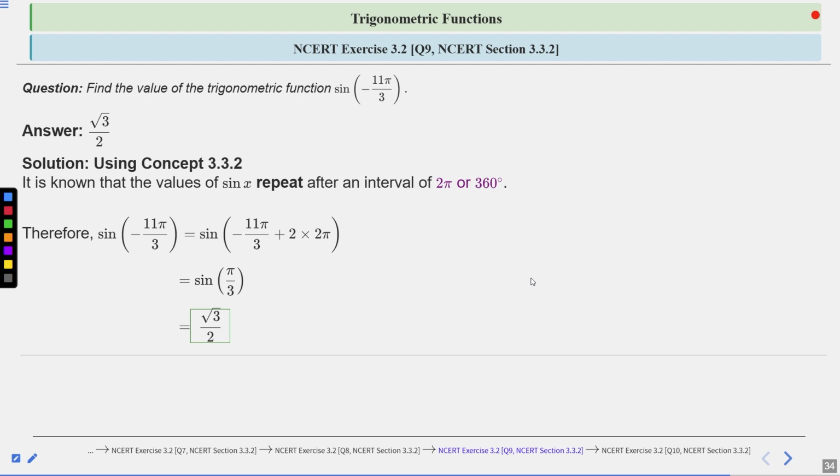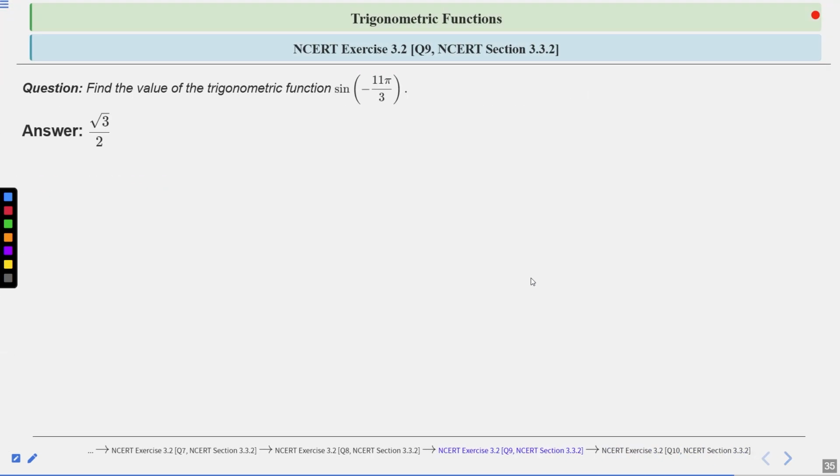Clear? So sine of minus 11 pi by 3 we have written as, because sine of 2 pi plus theta is equal to sine theta, right? So we have written it as sine of minus 11 pi by 3 plus 2 into 2 pi, which is further sine of pi by 3, which is equal to root 3 by 2, okay?